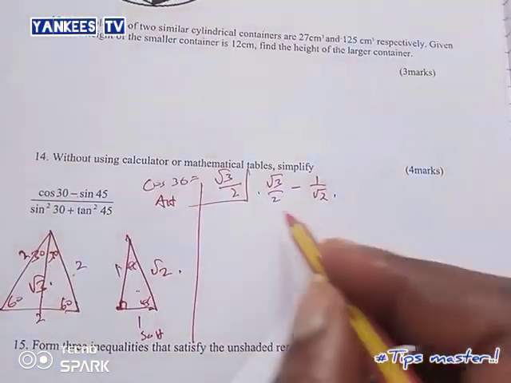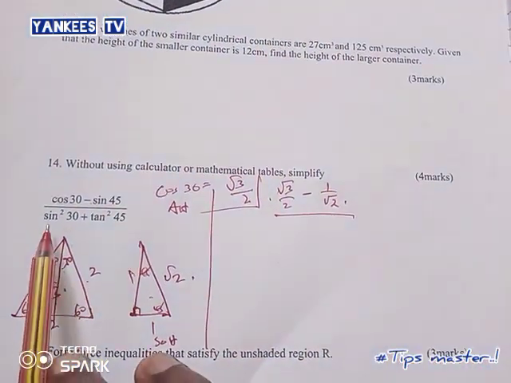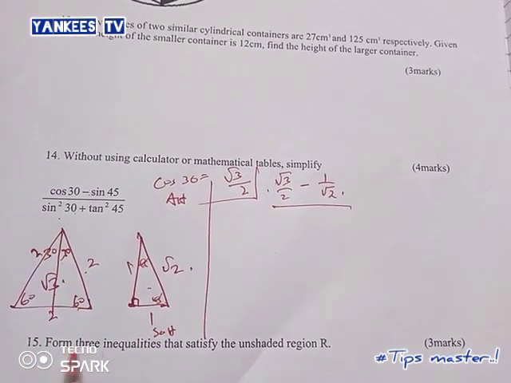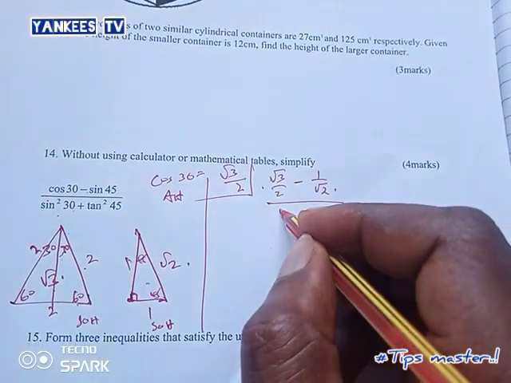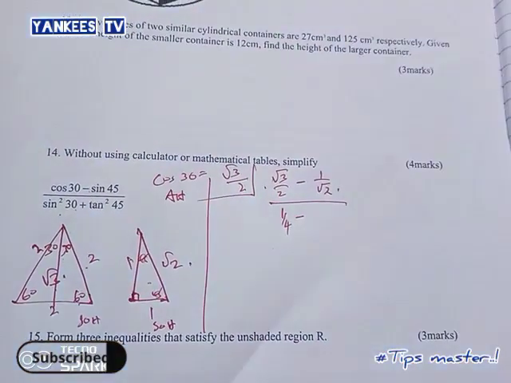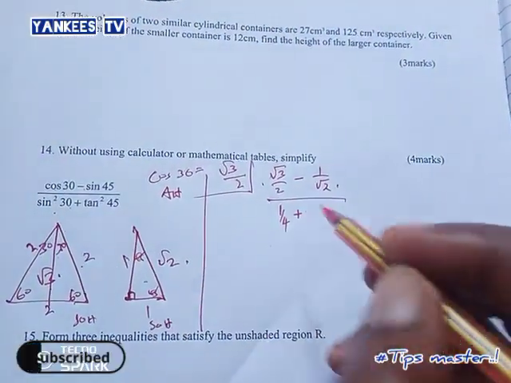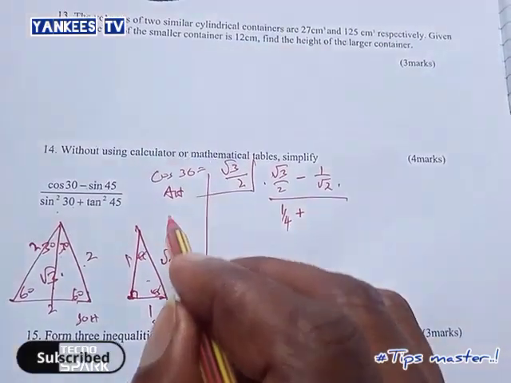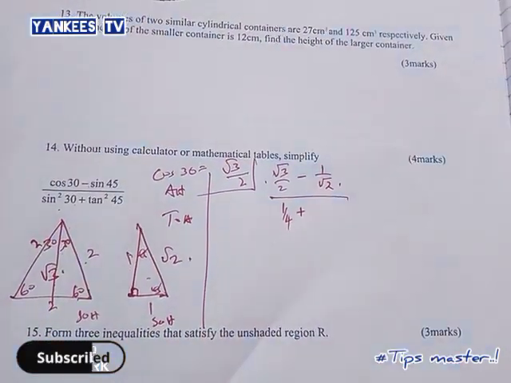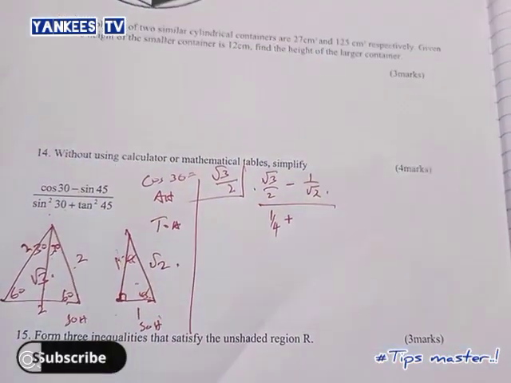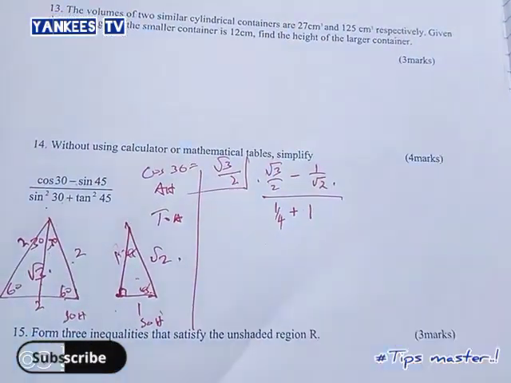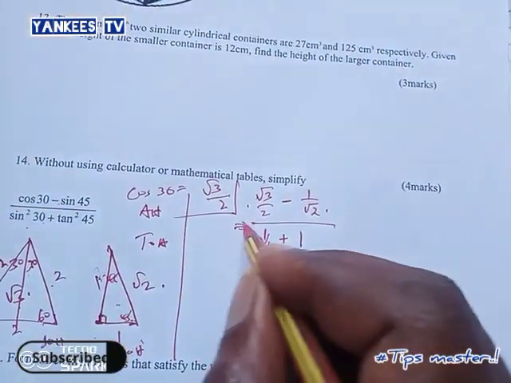Then all over sine 30 first. Sine 30 is a half. Half squared is a quarter, plus tan 45, opposite over adjacent, that is 1. 1 squared is 1. So what do we have here?